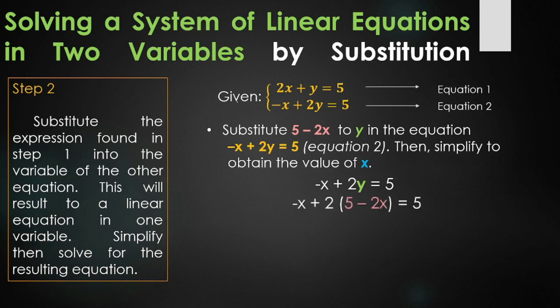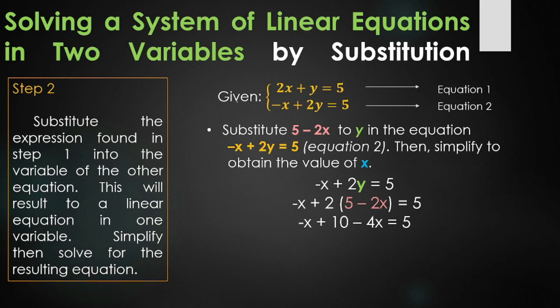Yung y dito, papalitan natin ang expression na nasolve kanina. Yun yung value ng y in terms of x. Ano yun? 5 minus 2x. So, eto na yung equation. Negative x plus 2 times the quantity 5 minus 2x equals 5. Then, we will distribute 2. Ibig sabihin nun, imumultiply natin yung 2 sa bawat term ng expression na 5 minus 2x.